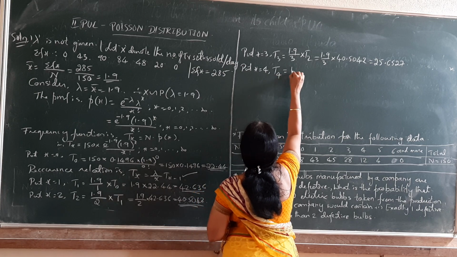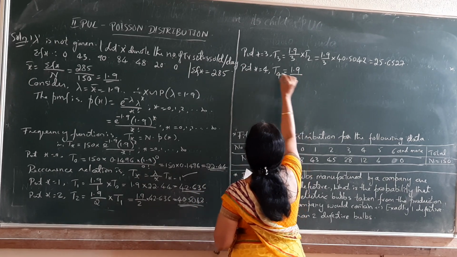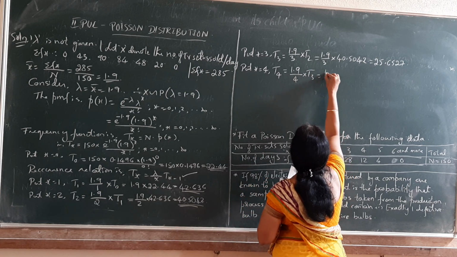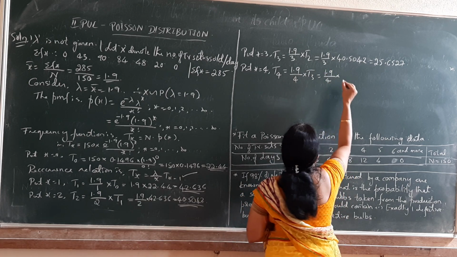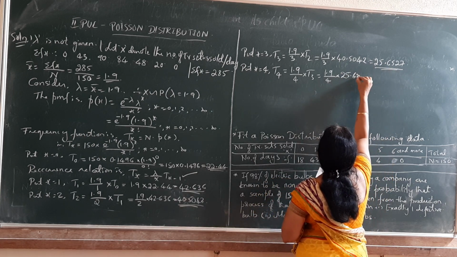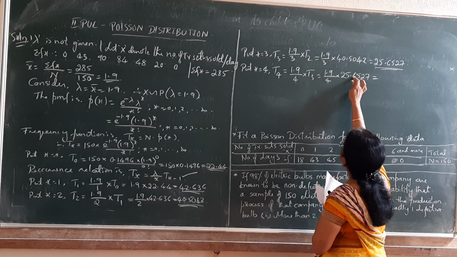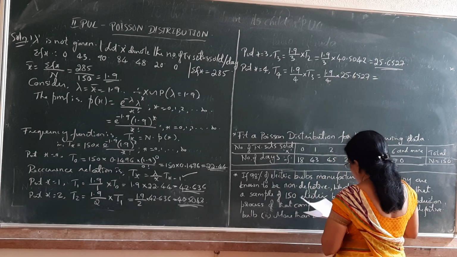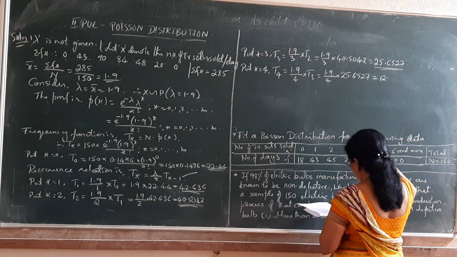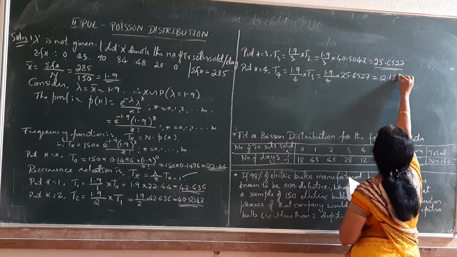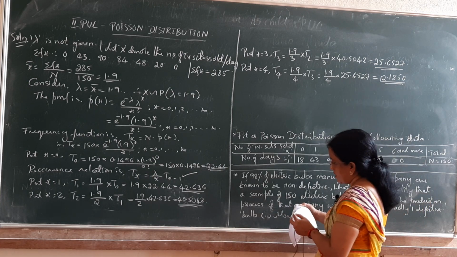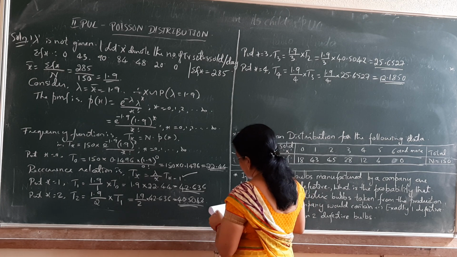Next, now put x is equal to 4. T4 is equal to 1.9 divided by x, x is 4, into T4 minus 1, that is T3. 1.9 divided by 4 into T3. Just obtain the value 25.6527. Multiply these two divided by 4. The answer is 12.1850. Next, put x is equal to 5.